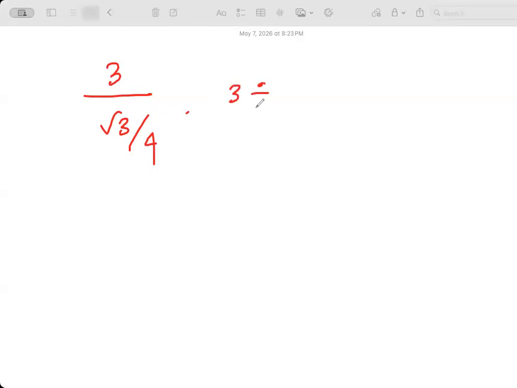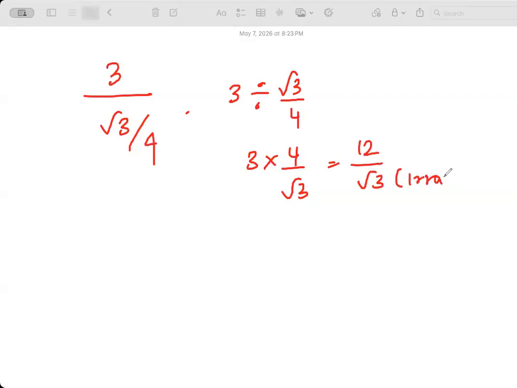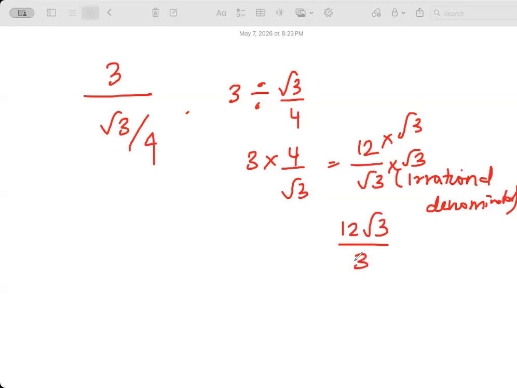This would be 3 divided by root 3 by 4. 3 times 4 by root 3 will be 12 divided by root 3. But this is an irrational denominator. This is not accepted at all. Wherever you go, they won't accept this as the answer. So what you end up with is you multiply by root 3, multiply by root 3, 12 root 3 by 3. Now you have to simplify this and say the answer as 4 root 3. Any questions? Can I move on?